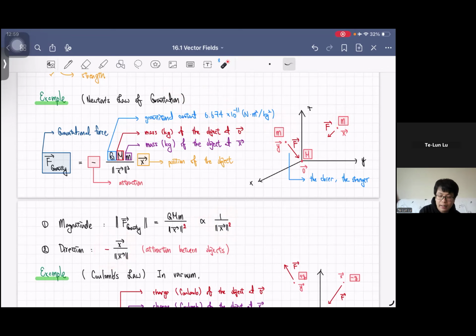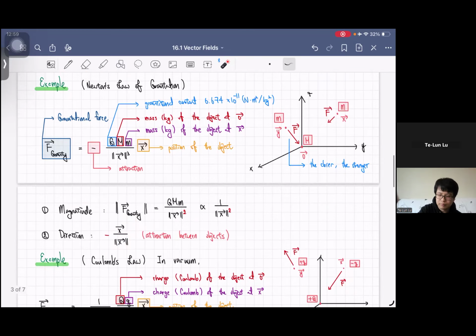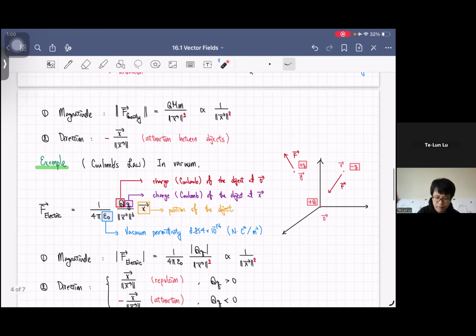So you have not x, but minus x, and we normalize it by the magnitude of x. So wherever you are, the gravitational force always attracts you to the origin, which is where the capital M, the mass, is. Okay, so this is one of the vector fields. So you can draw it out, and it should be like this. When you're closer, you get a stronger vector field. When you're farther away, you get a weaker vector field.